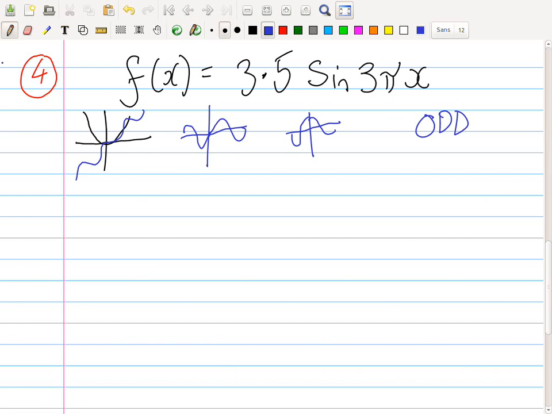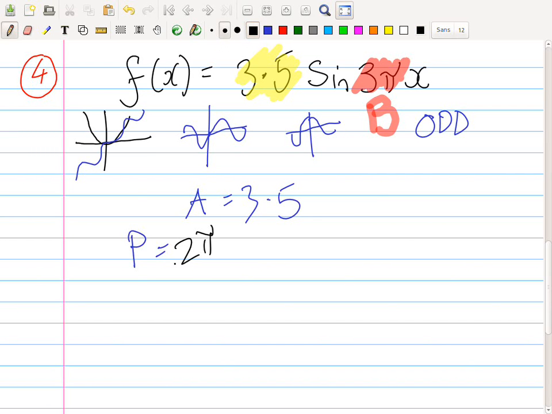And then some vocabulary here. This part is called the amplitude, which he asks you for. So the answer is the amplitude is 3.5. And then he wants to know what the period is. And you get that from looking at this piece, which if you remember is called the B. So the formula for the period is 2 pi over the B, which is 3 pi. So the period is 2 over 3.